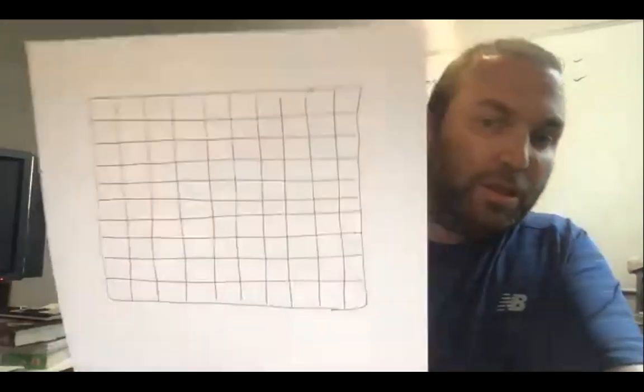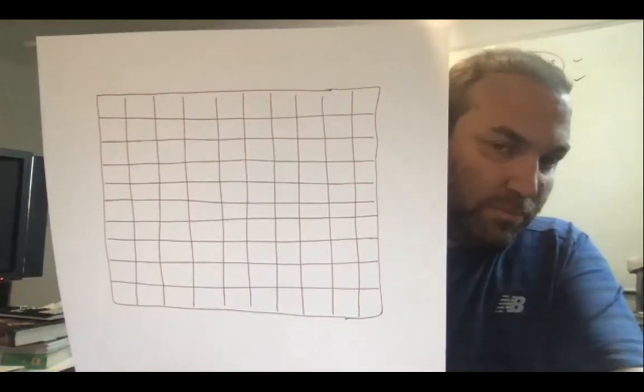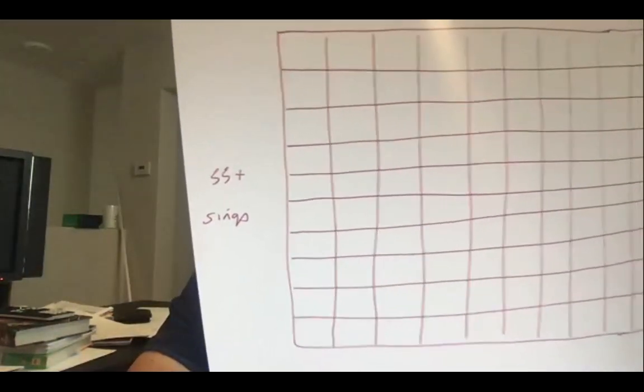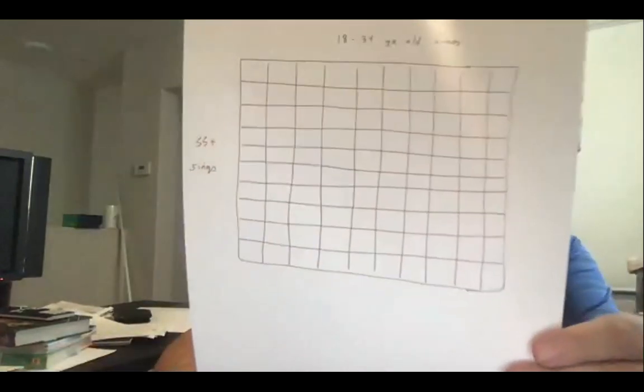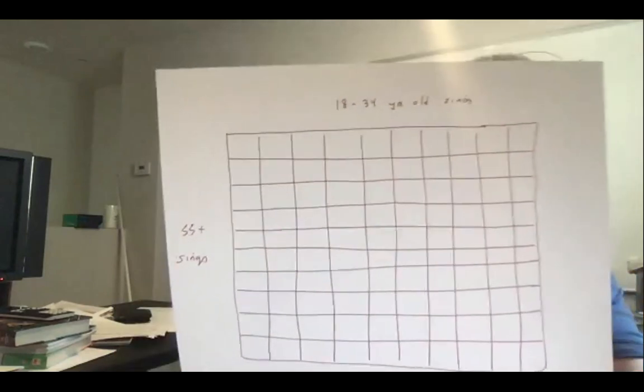Okay. So here we have a 10 by 10 grid. And on top, we're going to do the 18 to 34-year-old sings. And on the side is 55 plus sings. So I label it like this. Can you repeat that again? The side was what? 55 plus sings.